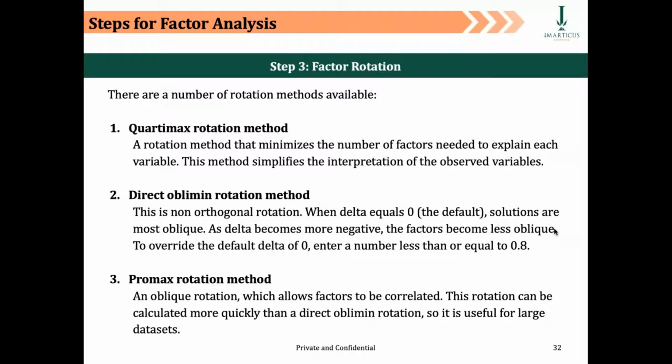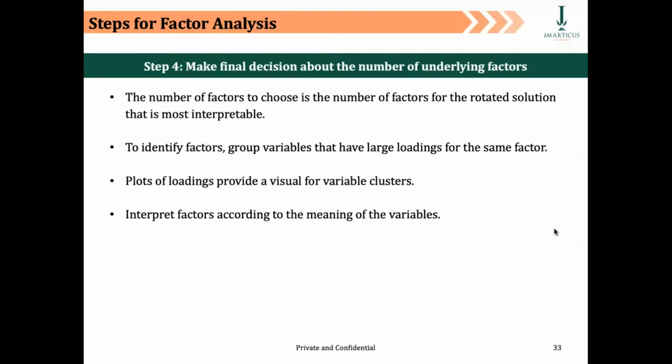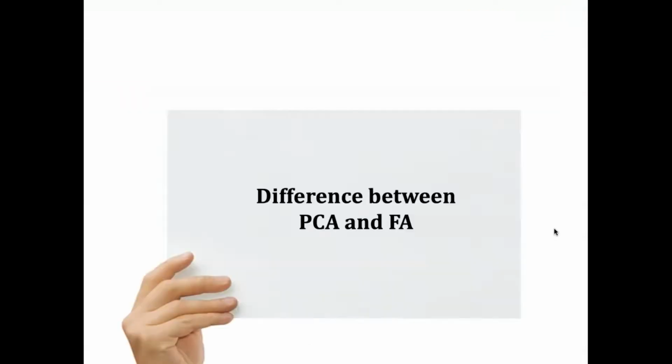Now there are also rotational methods we use. Basically there are the Quartimax rotation method, then Oblique methods, then Promax rotation methods. But I am not going into much detail because factor analysis itself is a separate topic. I'm just trying to sensitize you, because we are not going to do factor analysis. We are only going to do PCA and PCA-related methods. Nowadays, more than factor analysis, we do PCA and use other methods. So let us not go into much detail. After this, we make a final decision about the number of underlying factors.